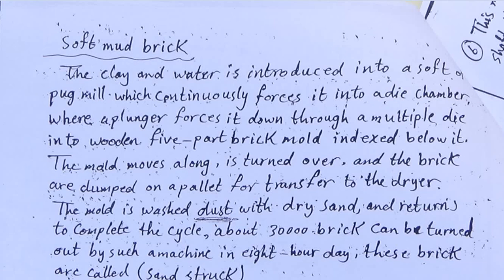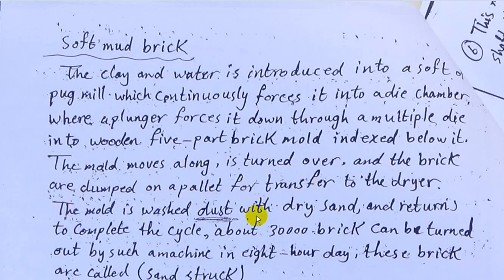The clay and water are introduced into a soft pug mill, which continuously forces the mixture into a die chamber, where a plunger forces it up through a multiple die into the wooden five-compartment brick mold indexed right above it. The mold moves along and turns over, and the bricks are deposited on a pallet for transfer to the dryer.